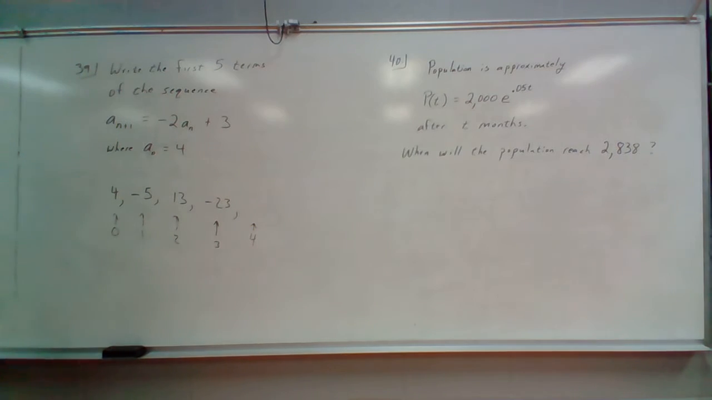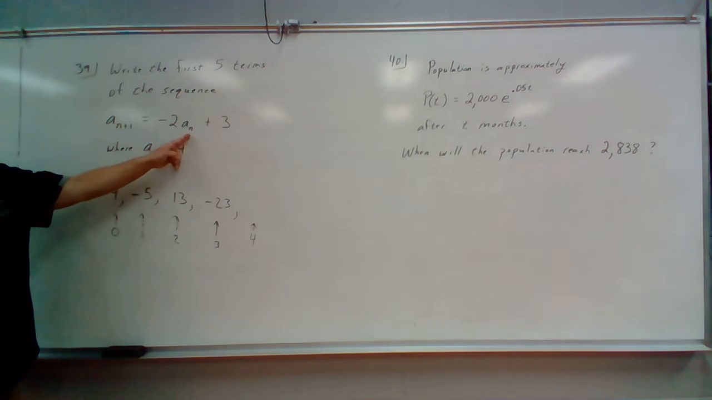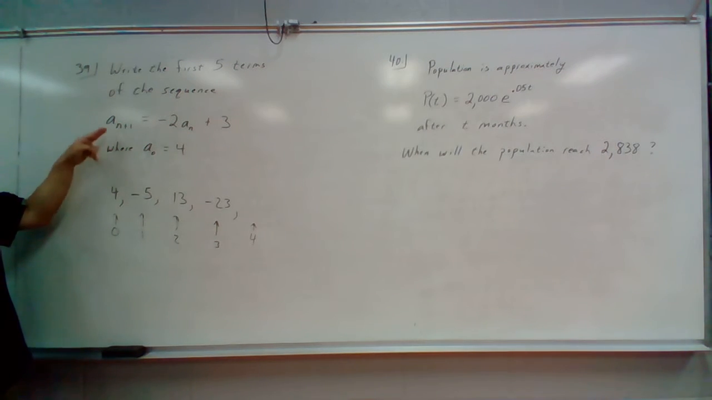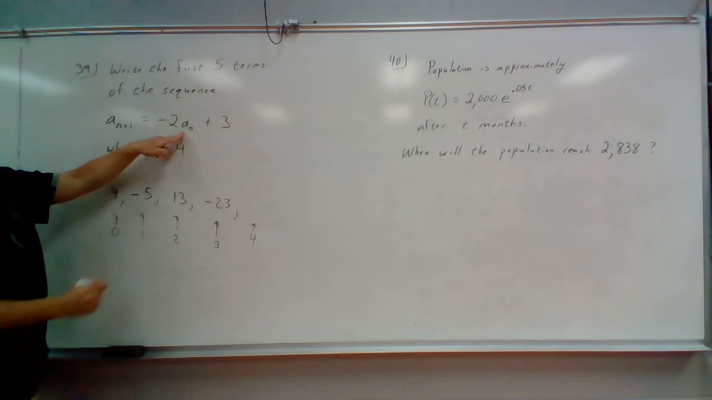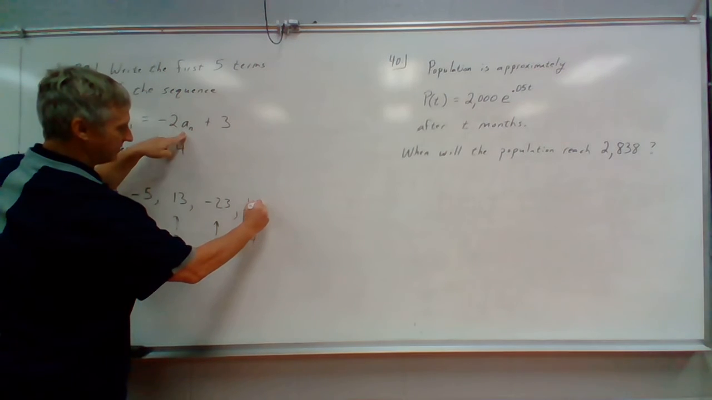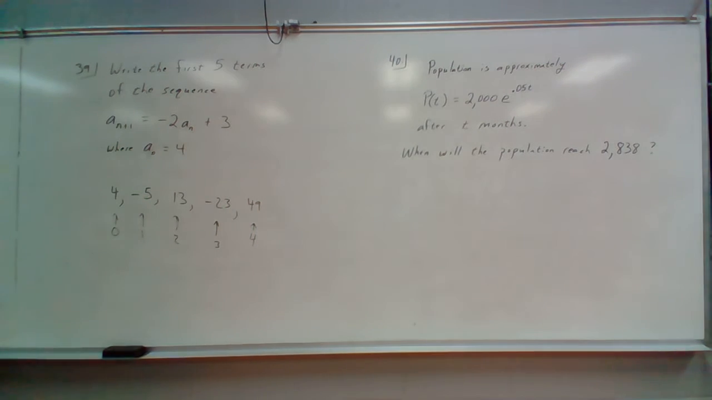Now we're going to go with number 4, which will actually be our 5th term. So a sub 4, so n is 4. That'll give us 5. So we're going to put in negative 23. So negative 2 times negative 23 is 46. 46 plus 3 is 49, and I got the first 5 terms of that sequence.